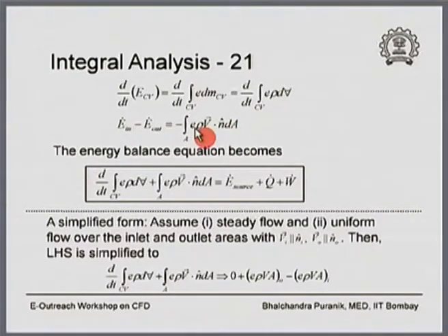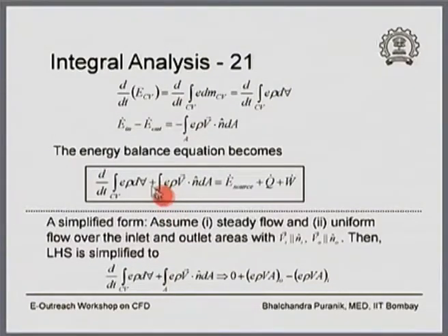So that is all that I really want to mention here, and put it together as the energy balance equation. Bringing this E dot in minus E dot out term to the left hand side, I write this as the accumulation of total energy within the control volume plus the net rate of outflow of total energy from the control volume.